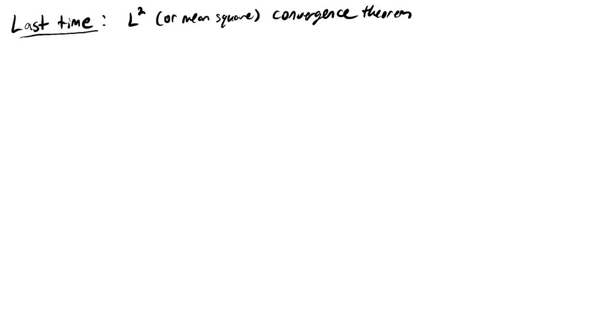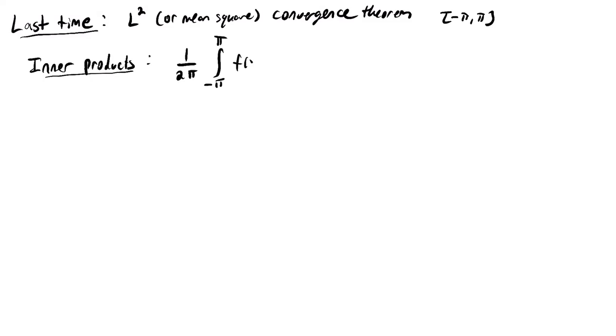Just to recall, last time we introduced inner products. We're looking at the domain minus pi to pi, just because it makes some of the formulas simpler. What is the inner product for functions on this domain? Well, you look at the integral of f of x times the conjugate of another function, g of x. This was defined to be the inner product, written as (f, g) in parentheses. This is like your dot product.